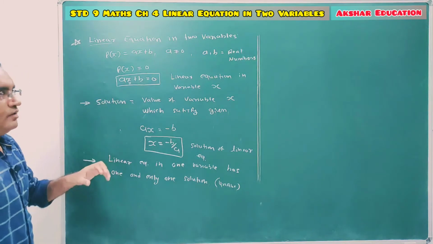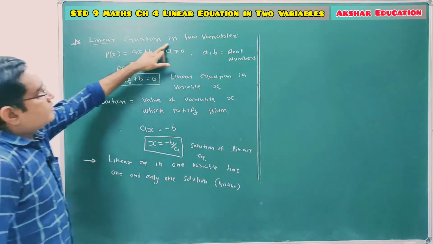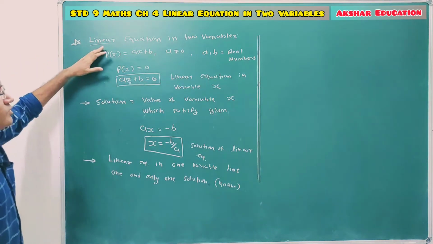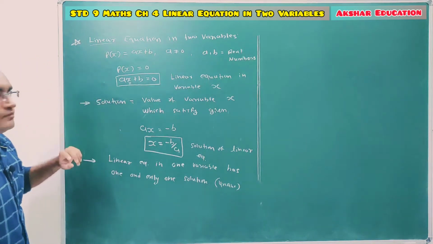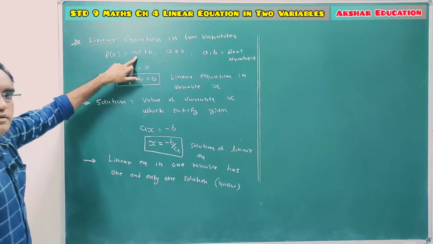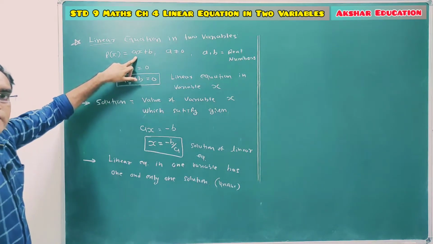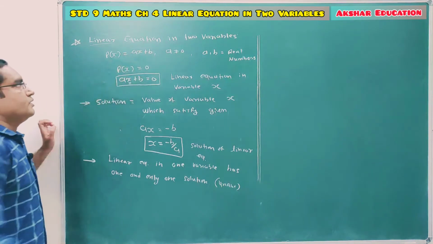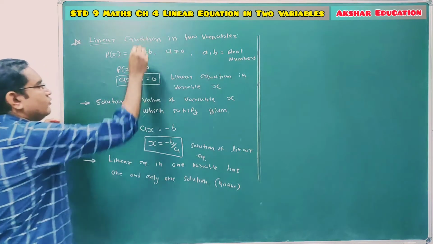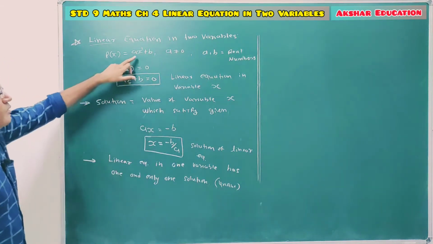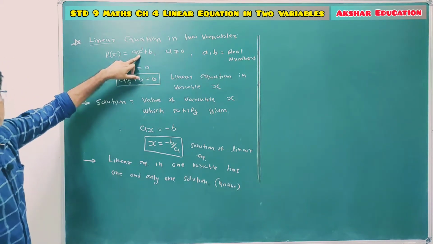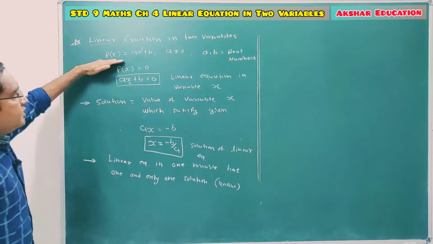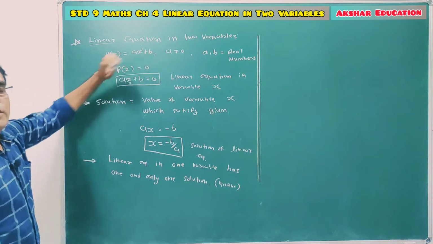In this chapter we have to discuss linear equations in two variable. Now first question, why are these equations known as linear equations? This is one linear polynomial. At that time we have discussed that the degree of the variable x is always 1. Here the variable is x and its power is 1. Maximum power of variable x is 1, and that's why this polynomial is known as linear polynomial.